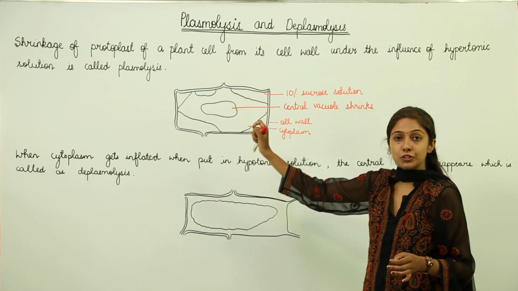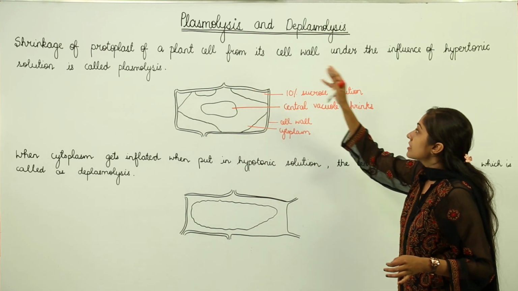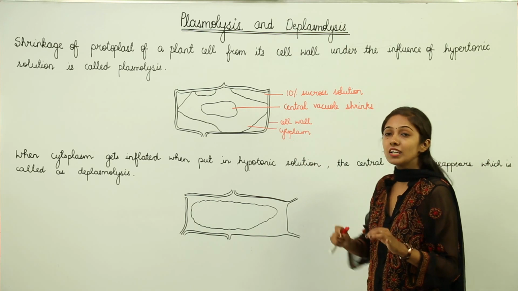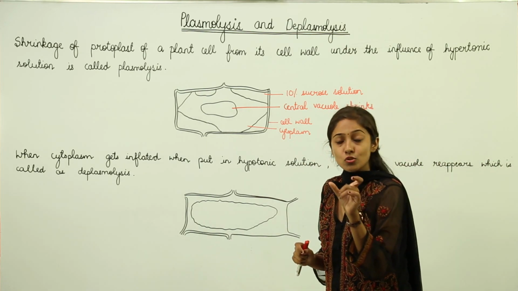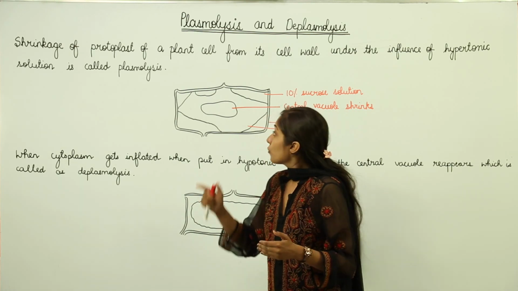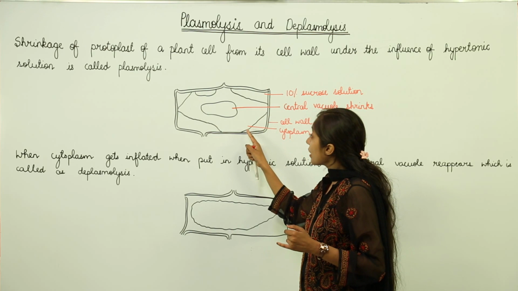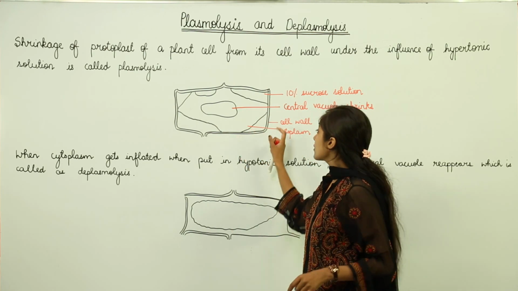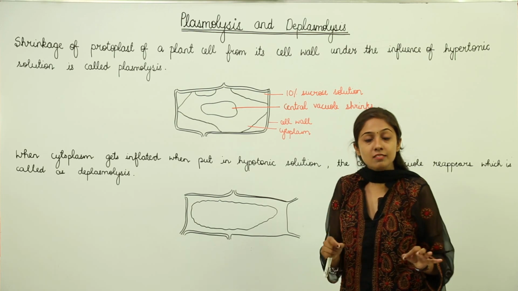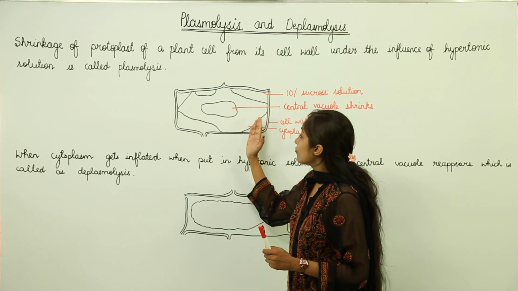Let us read the definition. Shrinkage of protoplast of a plant cell from its cell wall under the influence of hypertonic solution is called plasmolysis. So, in this case, a cell is said to be plasmolysed when there is shrinkage of the cytoplasm. You know, the cytoplasm along with the cell membrane is going to leave this cell wall.